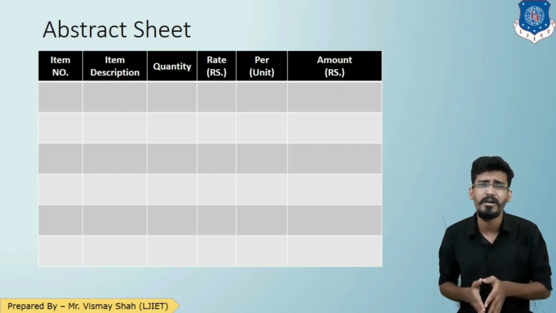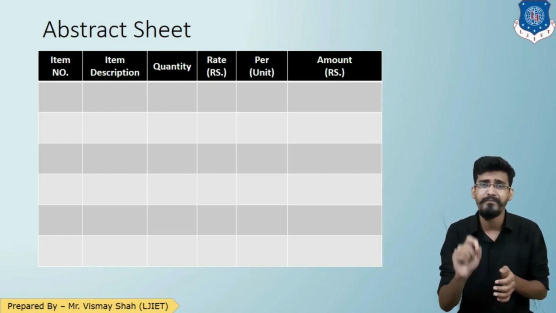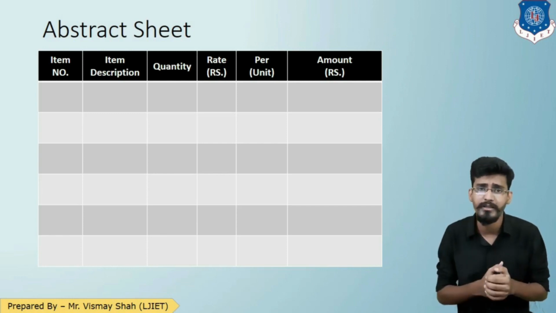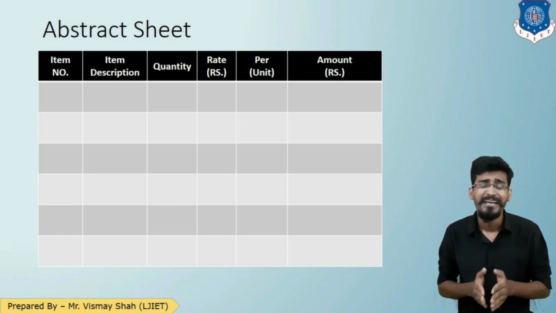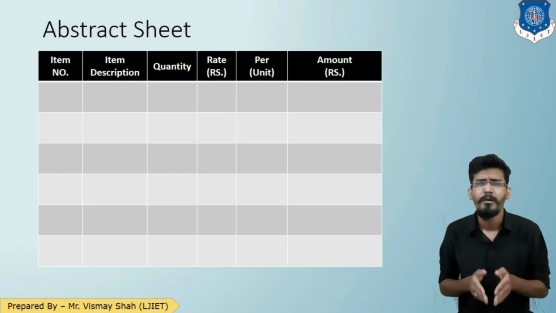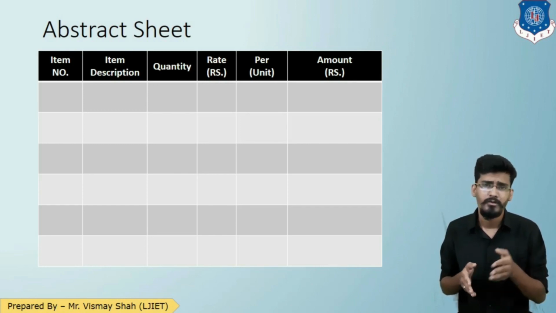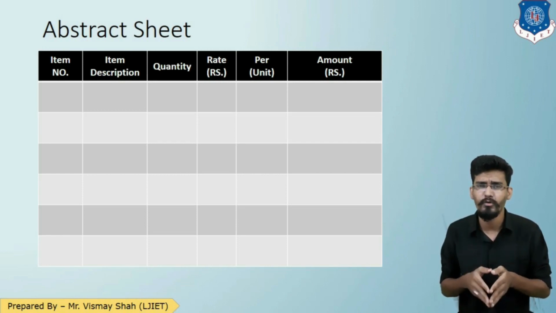Then there comes the quantity. In this column, you have to write the quantity which you have already derived in the measurement sheet. Then there is the column of the rate. In the column of the rate, you have to write down the rate of the particular item of work. For example, if you are working out the rate for excavation, you have to write the quantity from the measurement sheet and put the rate in the column of rate.